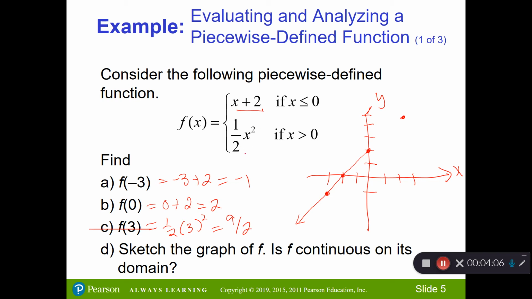Now, 1/2 x squared is a parabola. It's a parabola with its vertex at the origin. So I do not have an equal to on 0, so I put an open circle, whereas this one's a closed circle because I do have the equal to on 0. And then draw a parabola up through the point that we plotted. So my piecewise function looks something like this.